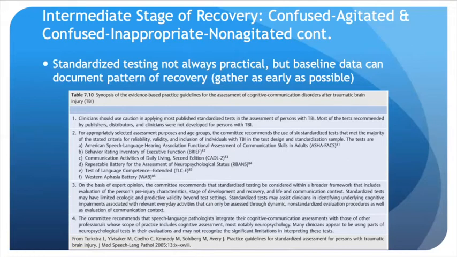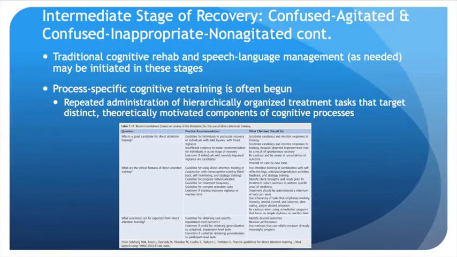You should consider the results of the standardized testing within a broader framework. So you have to consider the person's pre-injury characteristics, the stage of development and recovery, the life and communication context, and you should integrate these types of standardized cognitive communication assessments with those of other professionals as well. So one might consider traditional cognitive rehab and speech language management in these Rancho stages. And you might start process-specific cognitive retraining, so looking at specific cognitive domains: attention, memory, executive function.